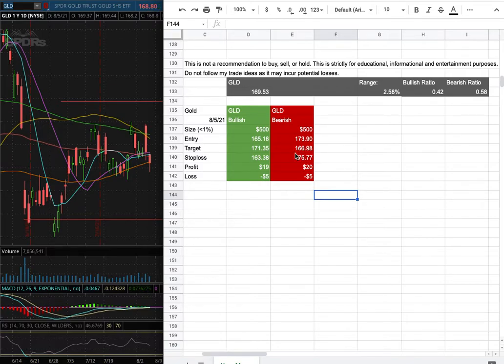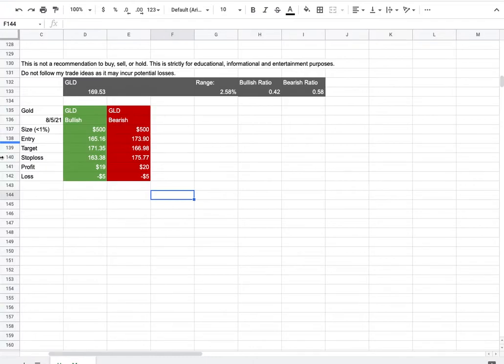$173.90. My sell target is at $166.98, and my stop loss is at $175.77. So whichever entry price were to hit first, that will be my position of the week.